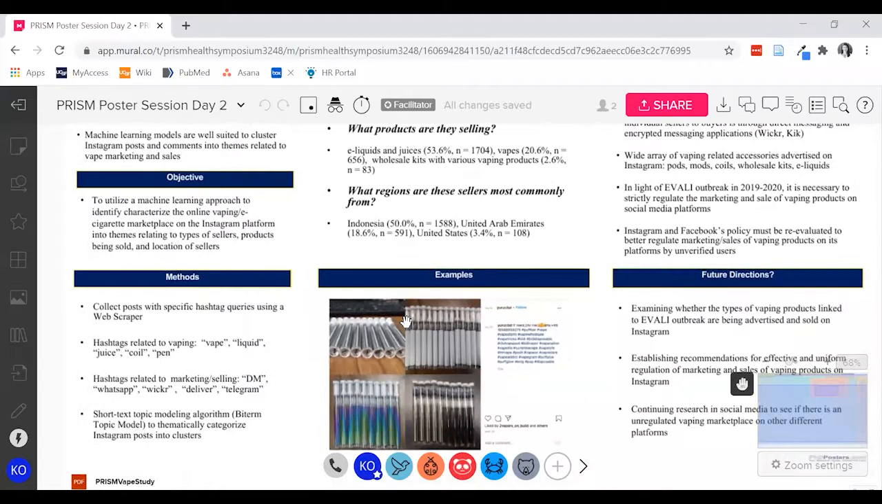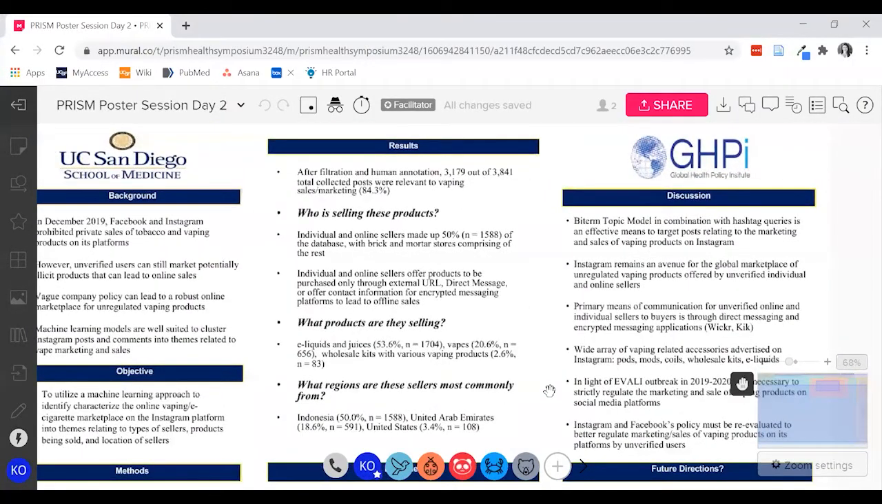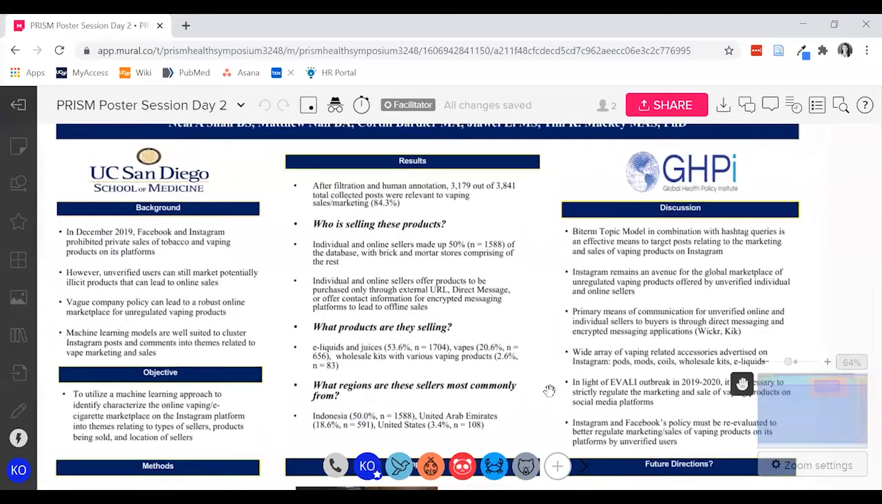Some of the main results we found are that about 50% of posts related to the advertising and sales of vaping products came from unverified online and individual sellers that were not associated with an established brick and mortar store.